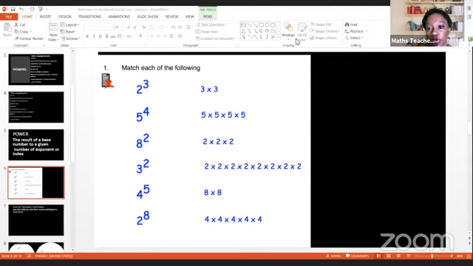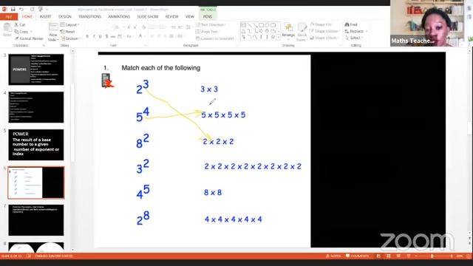Okay, so we are going to now do these exam questions. Match each of the following. 2 cubed. Where would 2 cubed be? Obviously, it's going to be down here. So that's how we match that. 5 to the power 4. That means 5 times 5 times 5. So we match that there.